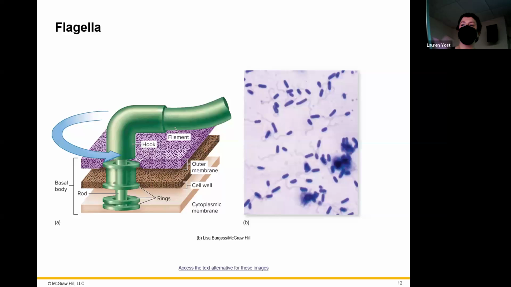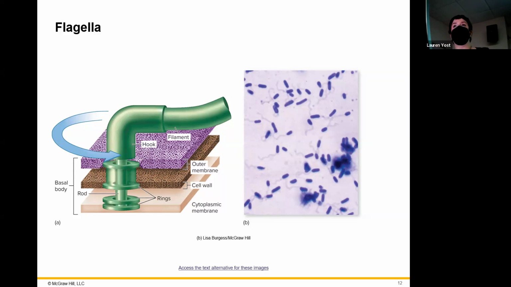Multiple is flagella. And these guys are protein-based structures with certain protein components that are all going to work together to allow for this long little tail guy to rotate. It does not move in a whip-like fashion. It doesn't go like this. It only rotates. It rotates either clockwise or counterclockwise.